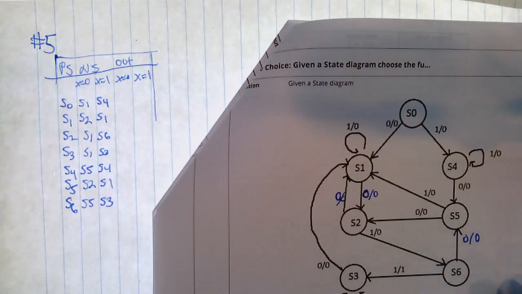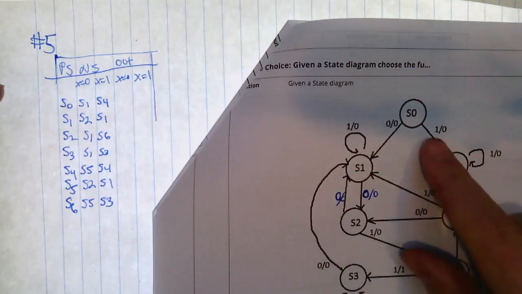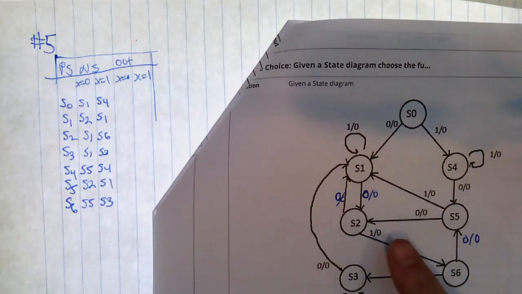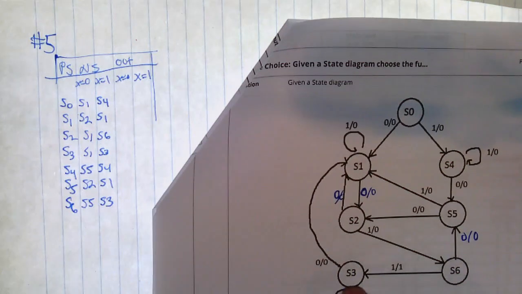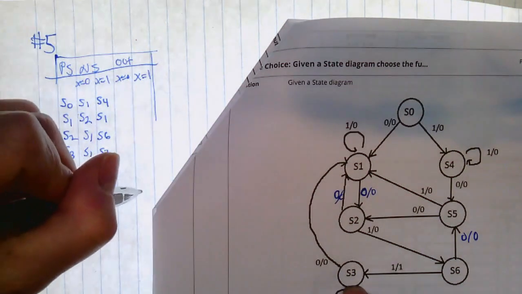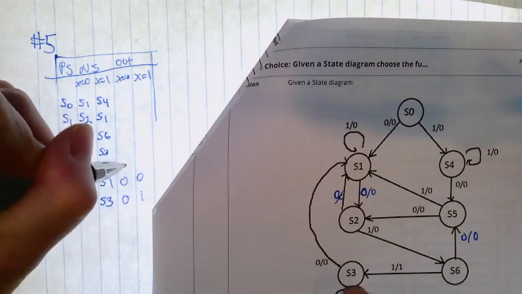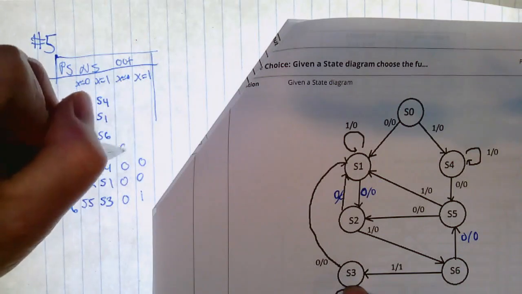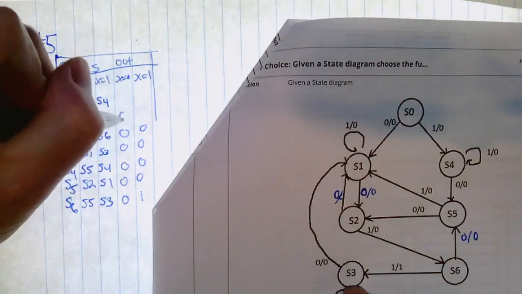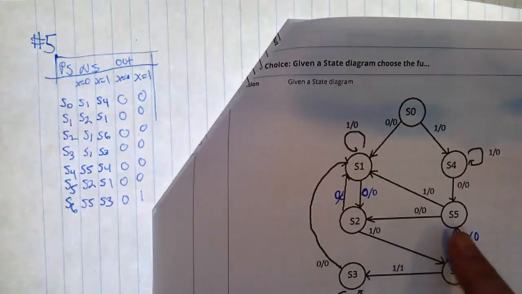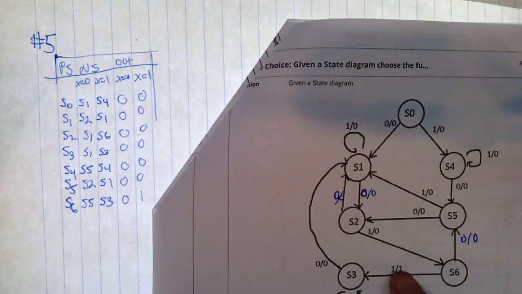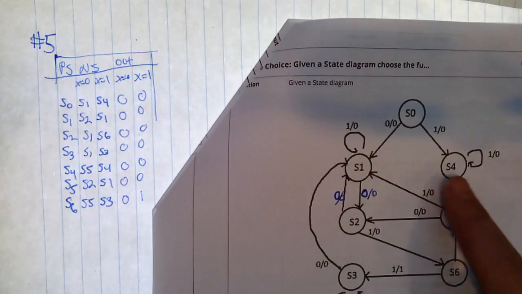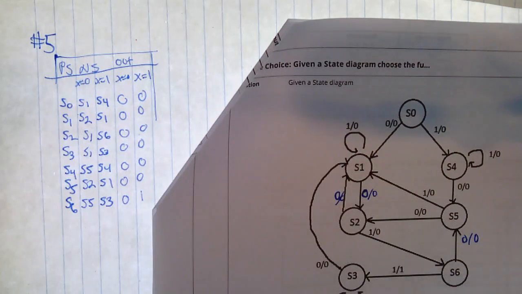And then you need the outputs, which are going to be, looks like everything has a 0 on it, except for the transition from state 6 to state 3. And everything else is a 0. Am I right about that? I think that's right. This is the only one that has a 1 in the bottom. Everything else is a 0 on the bottom. And that's it.